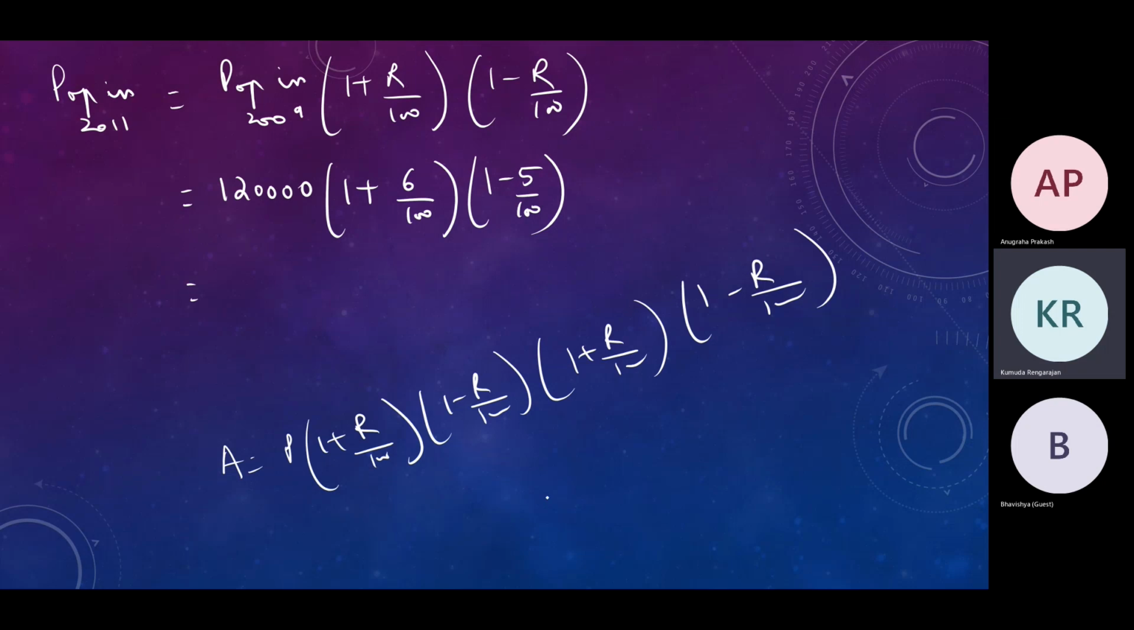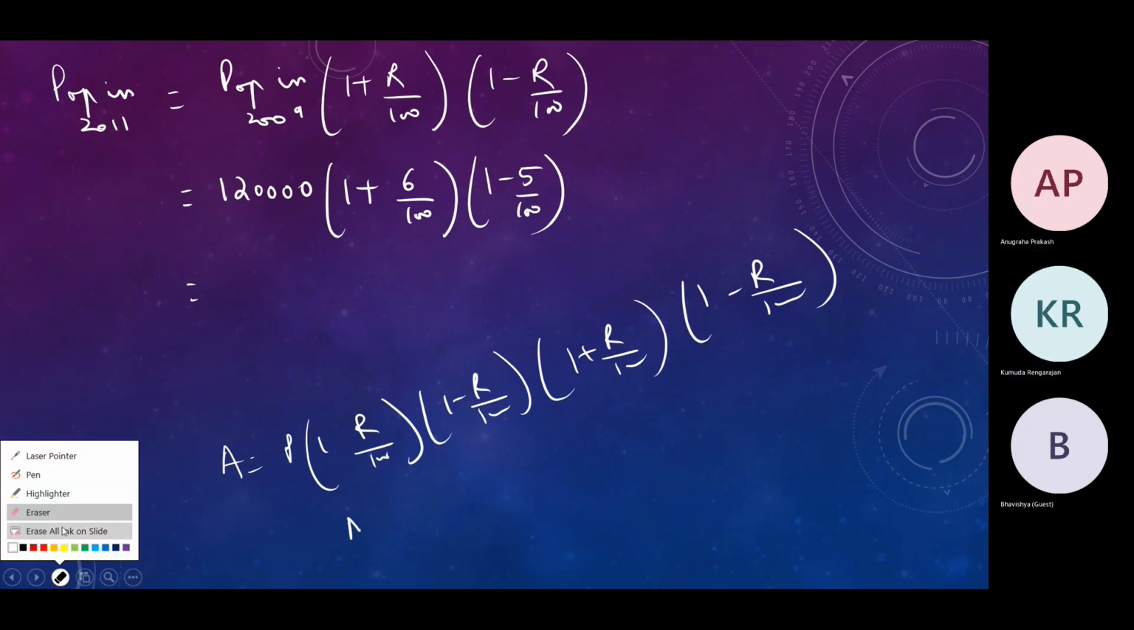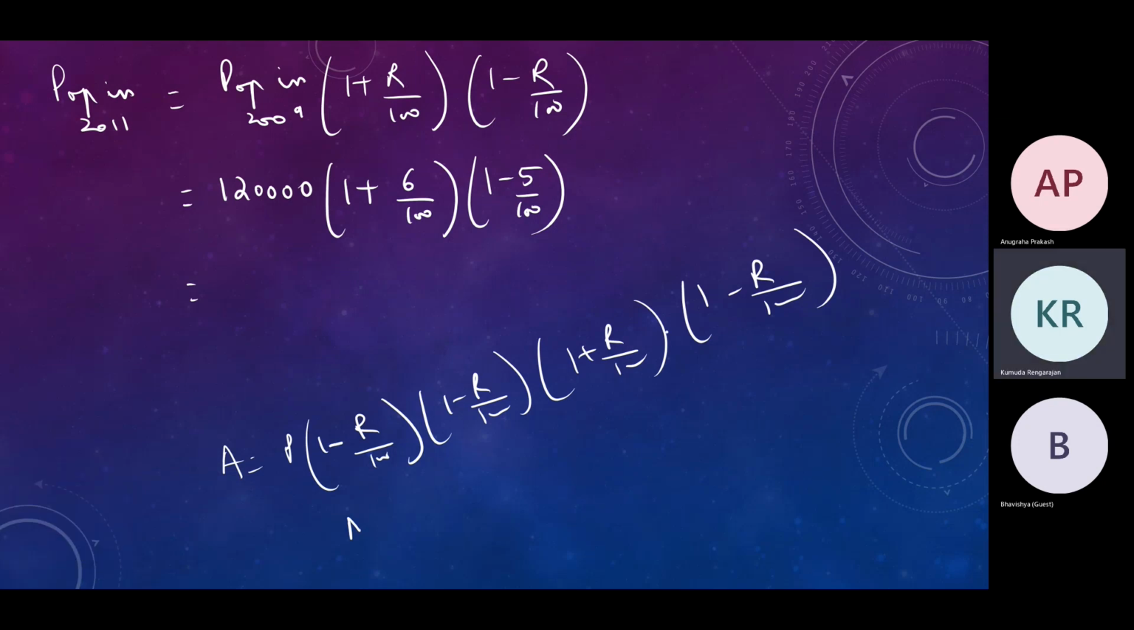It's according to the situation. Suppose it decreases the first 2 years and then increases the next 2 years. Then if it decreases the first 2 years, it will be minus here, and then if it increases the next 2 years, it will be plus. So you should design your formula accordingly, according to the situation. So this will be for 4 years.